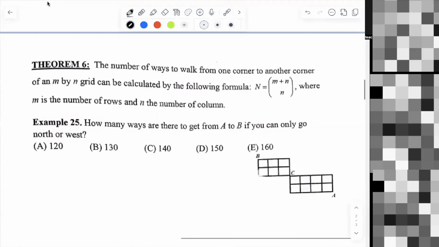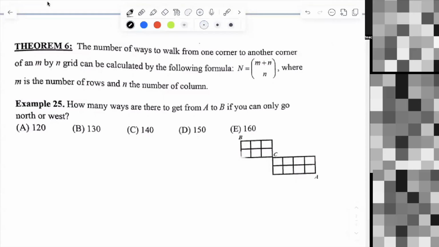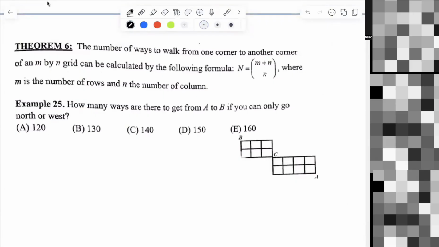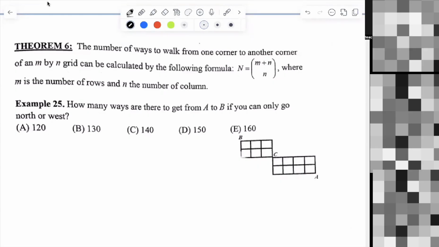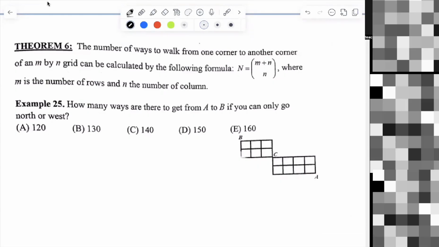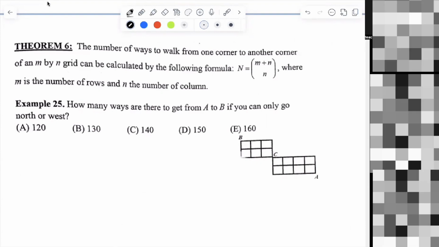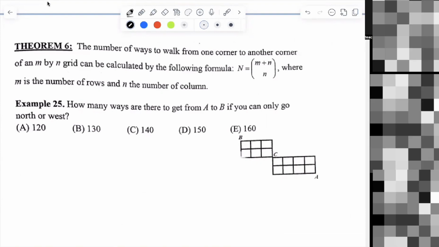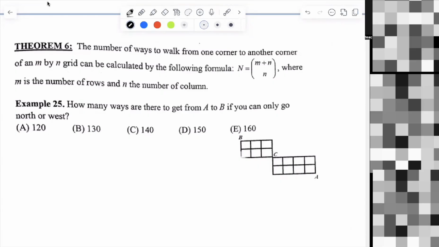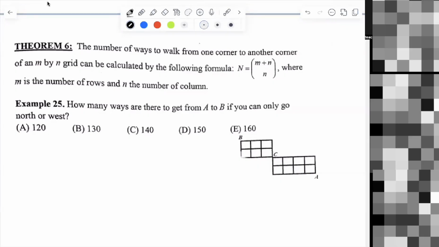Alright, now let's move on to problem 25. The number of ways to walk from one corner to another corner of an m by n grid can be calculated by the following formula. N is equal to m plus n, choose n, where m is the number of rows and n is the number of columns. Example 25. How many ways are there to get from A to B if you can only go north or west?